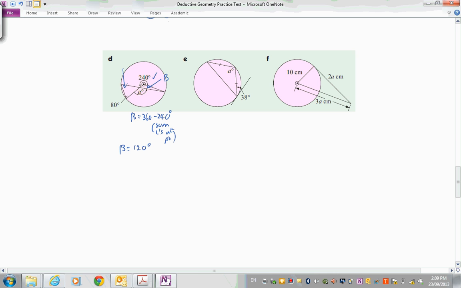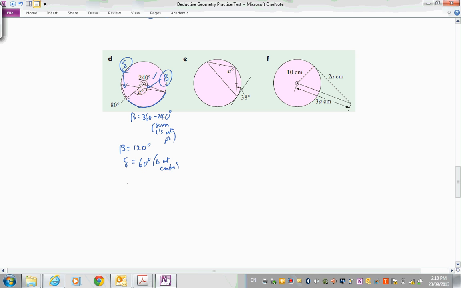Therefore, let's call this one over here, what can we call that? Delta maybe. So delta is 60 degrees because of the angle at the centre theorem. This is a bit hard to see. See this? That subtends delta there and this beta in the centre. You've got to watch that in there.